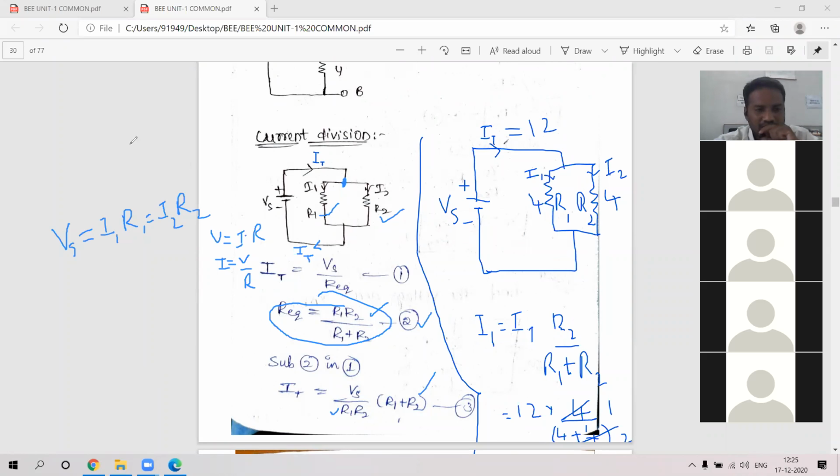I am replacing Vs by I1 into R1 to find I1, and I can replace Vs by I2 into R2. Two things I can change. So all of you write this down. This one is finished. Vs is equal to I1 R1, which is equal to I2 R2. I'm going to the next page.